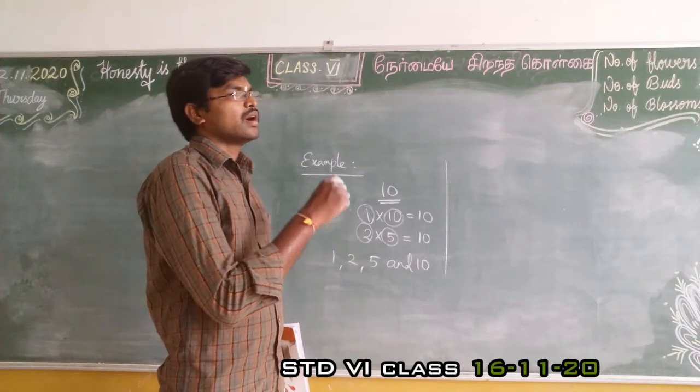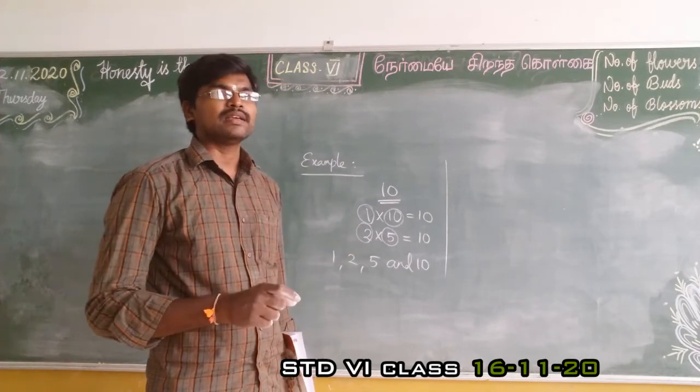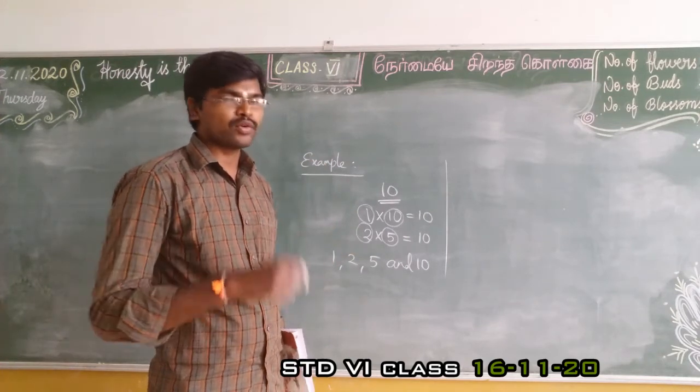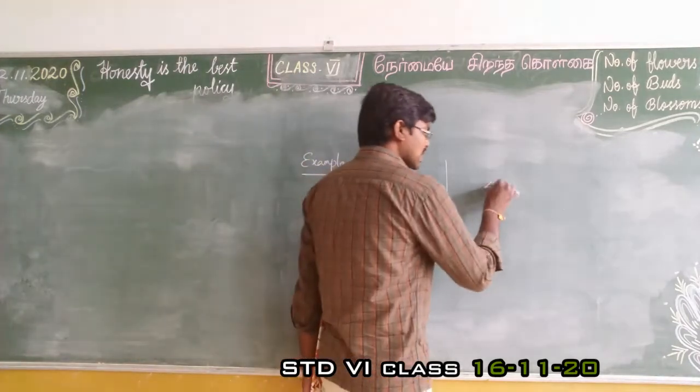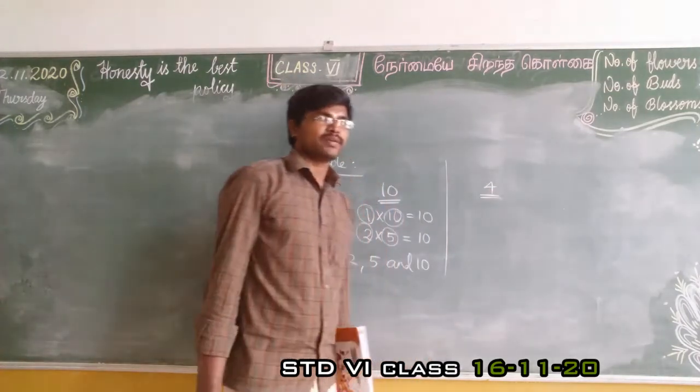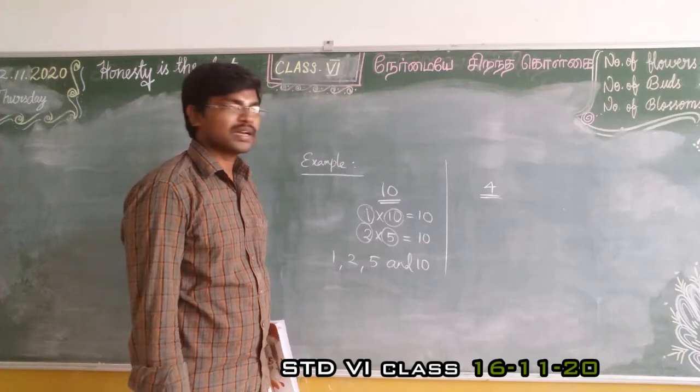2, that is the prime number. 3 is the prime number. Next number 4, that is the beginning one. Okay. I am going to choose the smallest number, 4. 4 is the smallest one, right?